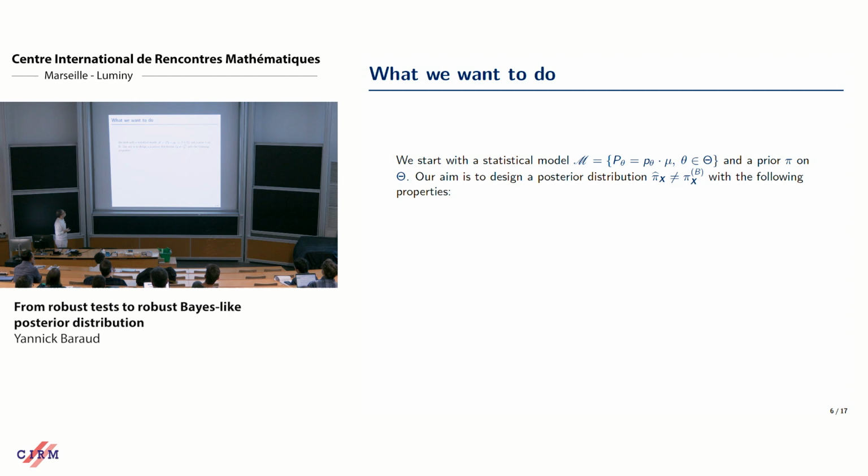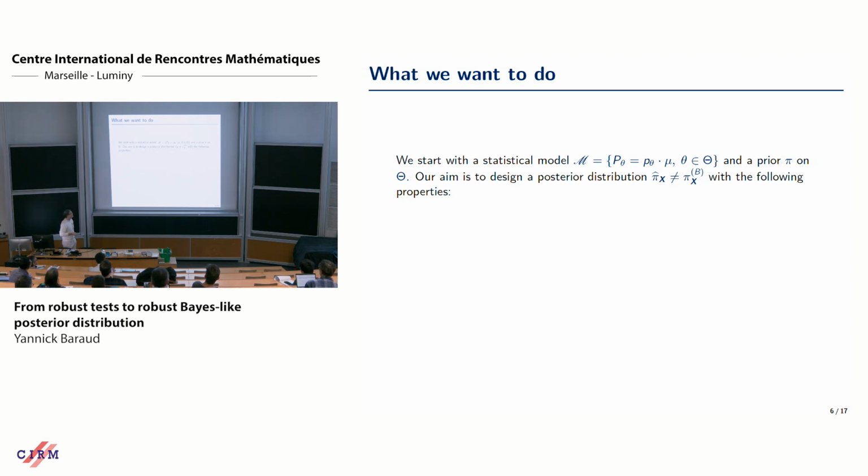What we want to do here is to take back the classical Bayes framework. So I have a statistical model, which is parametric or non-parametric. I have a prior on my parameter space. But I want to design a posterior distribution, which will not be the classical Bayesian posterior distribution, but something else, in order to have some additional properties.